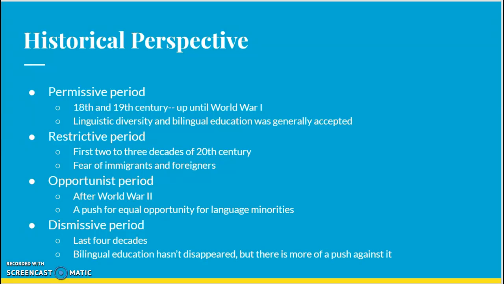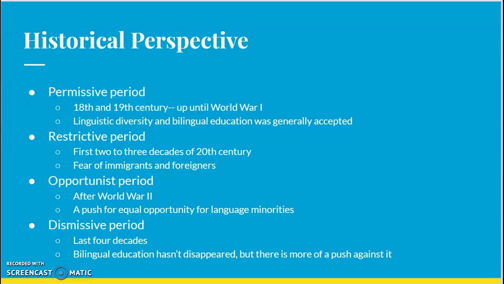Okay, so for historical perspective, in the 18th and 19th century, all the way up until World War I, it was called the permissive period, where linguistic diversity and bilingual education was generally accepted. And then that shifted to a restrictive period through the first 2 or 3 decades of the 20th century, where the fear of immigrants and foreigners kind of took over the general attitude of the United States, and bilingual education, or really linguistic diversity, was no longer generally accepted.